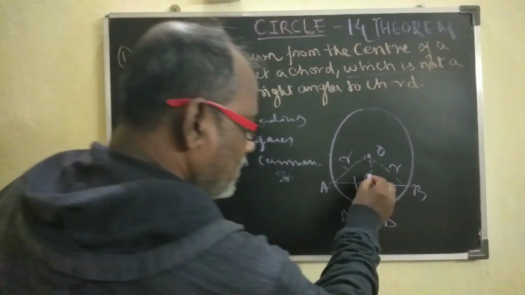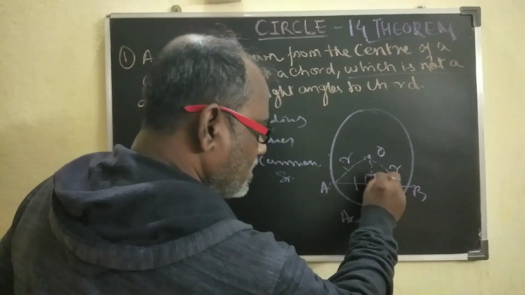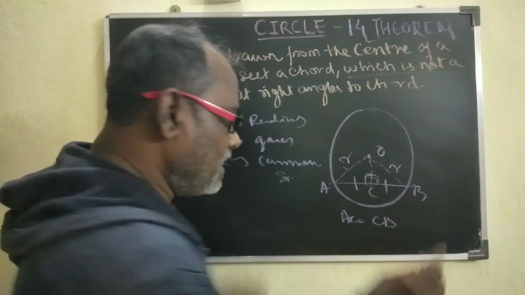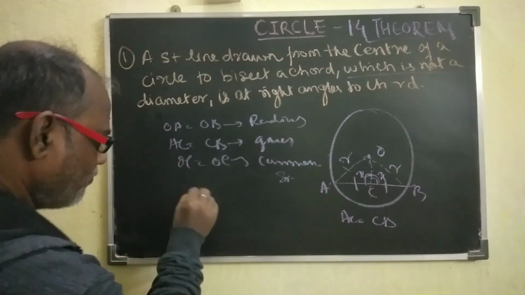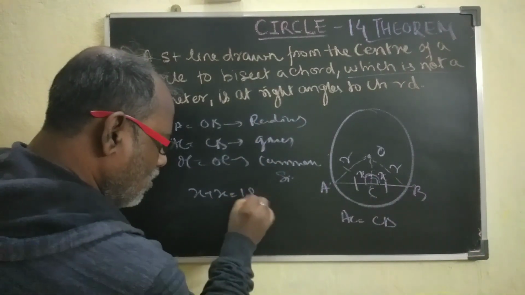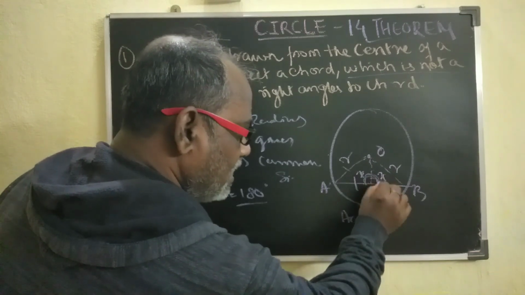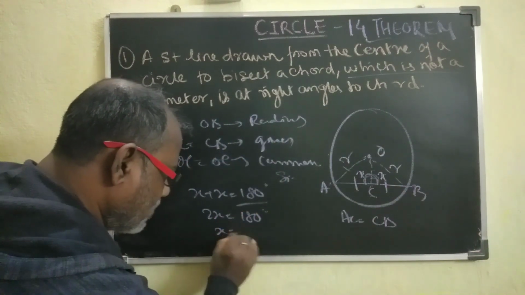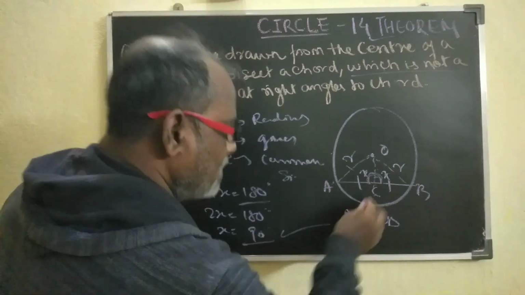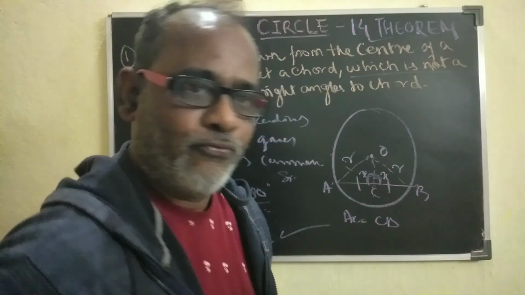That means this angle must be equal to this angle, by CPCT. Let this angle be x, then this angle is also x. Then we get x plus x equals 180 degrees. Why? Because this is a linear pair. That is 2x equals 180 degrees, that means x equals 90 degrees. So hence the theorem is proved.